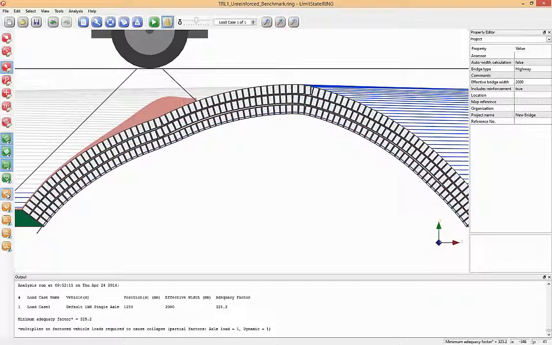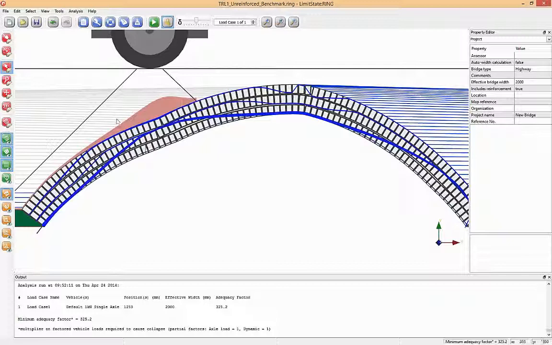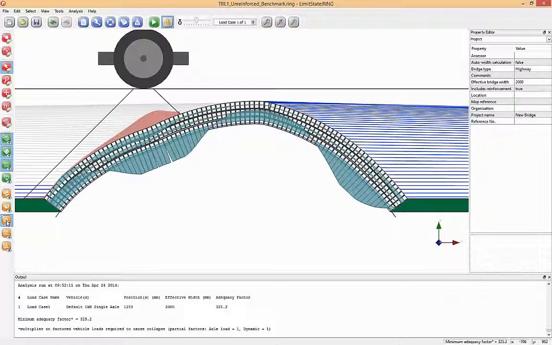You can show a line of thrust, but you get a warning saying it's much less meaningful when you have reinforcement. The line of thrust is likely to lie outside the thickness of the masonry. You can see actually that that's the case. So we've got this line of thrust actually for the bottom ring, which is lying outside the bottom ring. So generally speaking, the bending moment is likely to be a more useful measure of what's going on in a bridge with reinforcement.